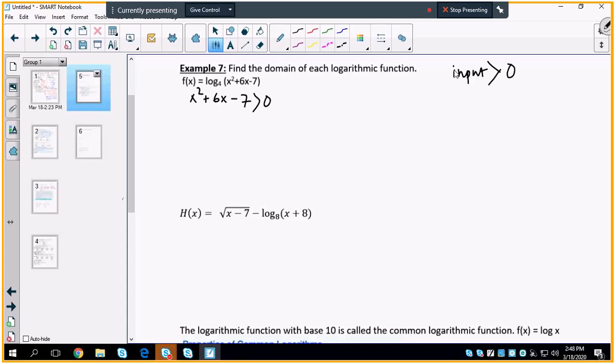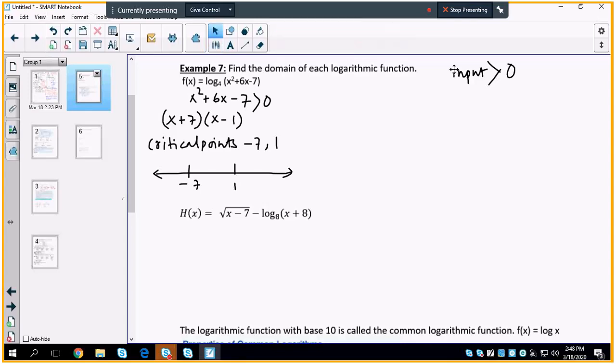And I solve the polynomial inequality. So factor it. Your factors are x plus 7 and x minus 1. So the critical points are -7 and +1. So I do the number line. I get -7 and 1, and then I take testing points. So let's call -8, 0 is good, that's between -7 and 1, and 2 as my testing points.